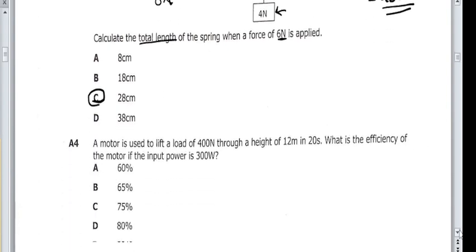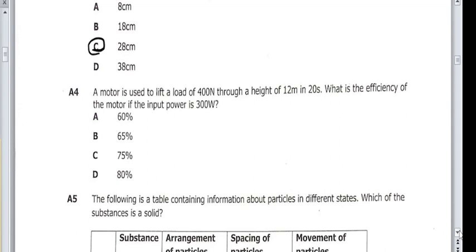Look at question 4. A motor is used to lift a load of 400 newtons through a height of 12 meters in 20 seconds. What is the efficiency of the motor if the input power is 300 watts? Okay, efficiency will be given by the power output over the power input. So that will be the efficiency.